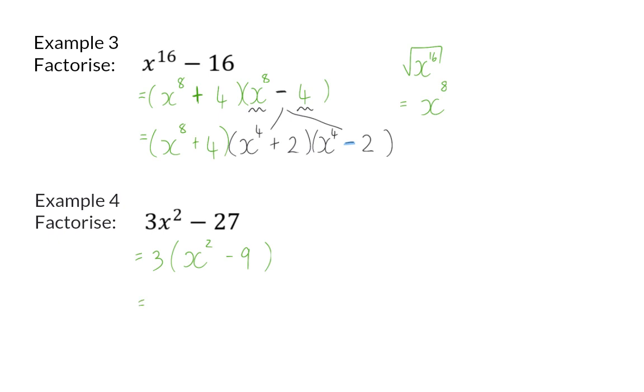The factor of x squared minus 9 can now be broken up further because we have the difference between two perfect squares. So now we're going to add a plus and a minus, and then the square root of x squared, as well as the square root of 9 in each bracket.